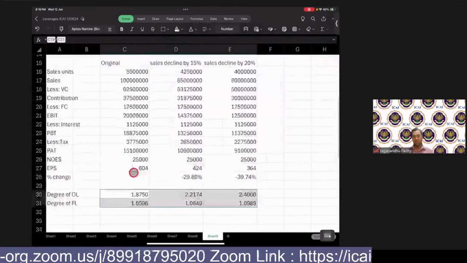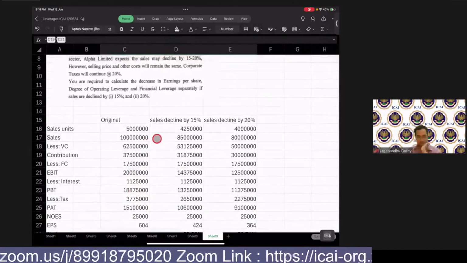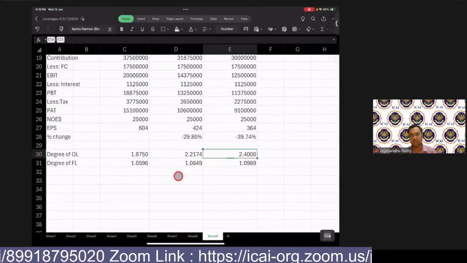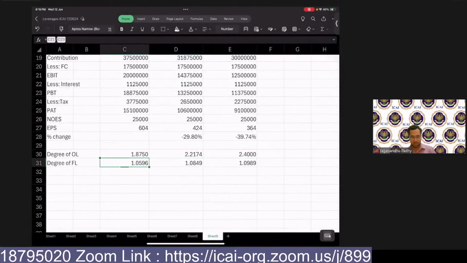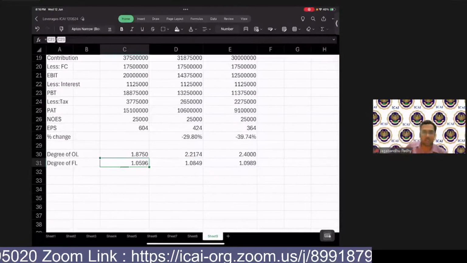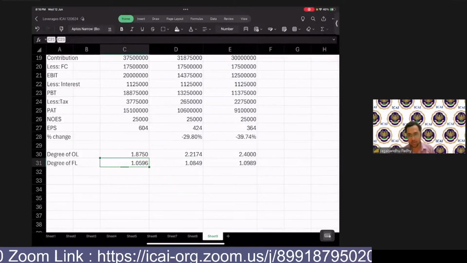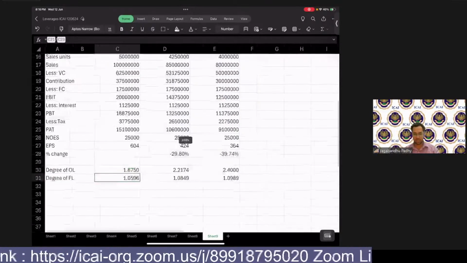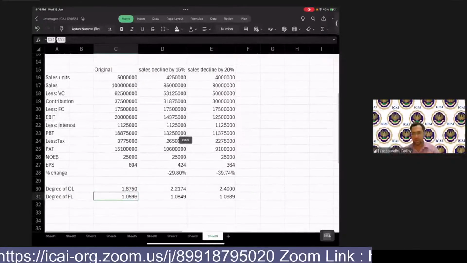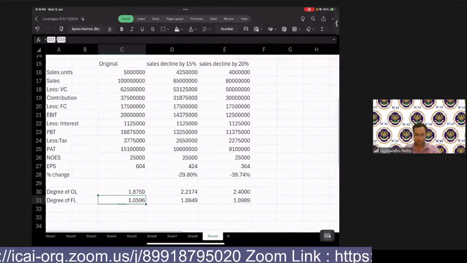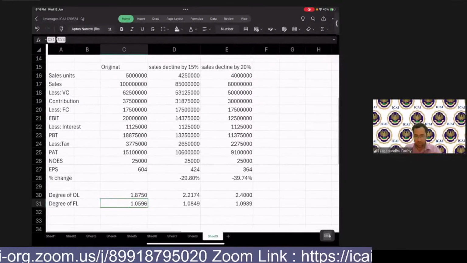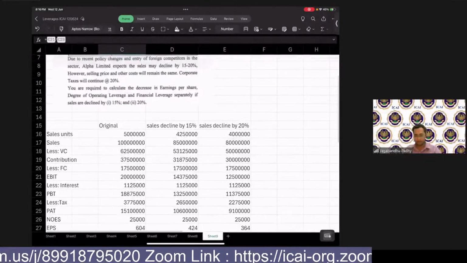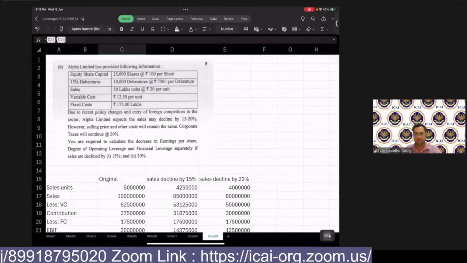What is happening as your sales is declining? As your sales is declining, you find that operating leverage is increasing, and so is the case with financial leverage. So as the sales declines, the risk for the company is increasing. That's the solution. I am not sure if it's absolutely fine, because it's not something I'm providing as a model answer. I'm just solving it.